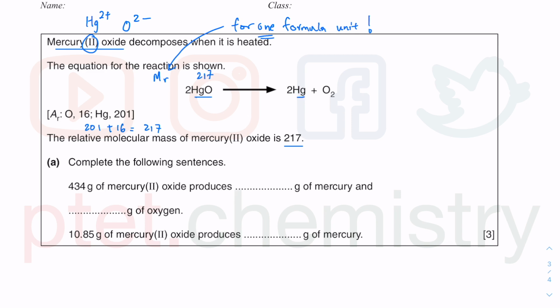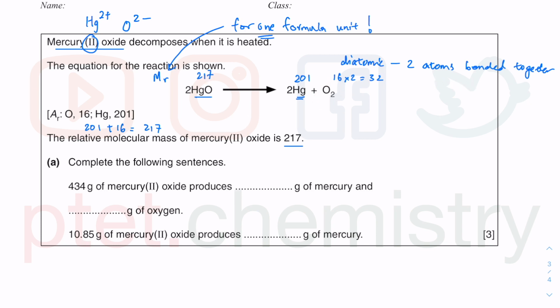So for one formula unit, the Hg is just 201. And for one formula unit, if there is a one in front, it's just according to the formula. So there's 16 times 2 because this is a diatomic molecule. Diatomic means two atoms bonded together in a molecule. And there are many other elements, as I mentioned in the previous questions, like hydrogen, nitrogen, chlorine, etc. They are diatomic as well.